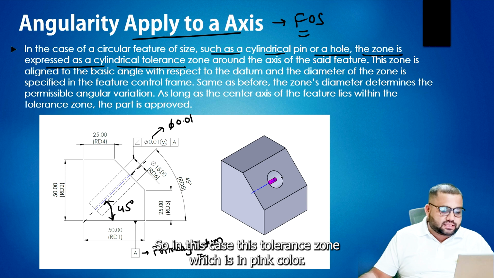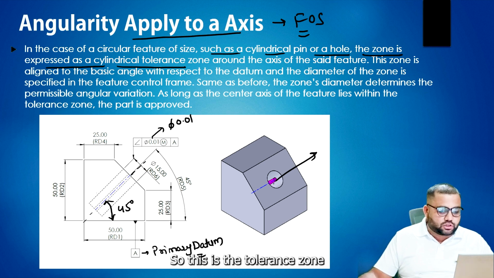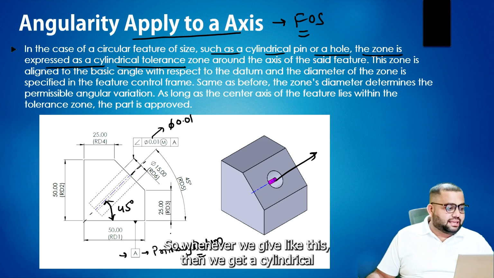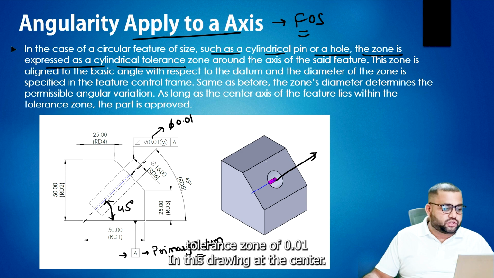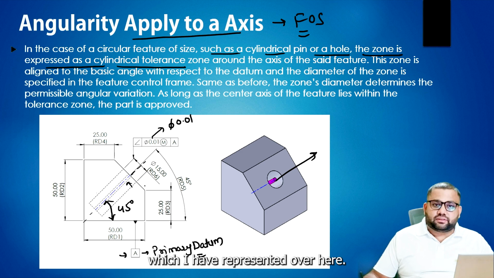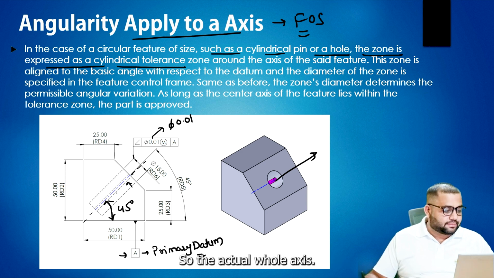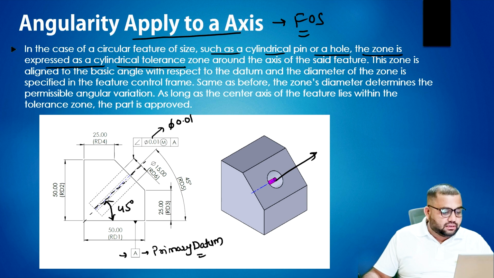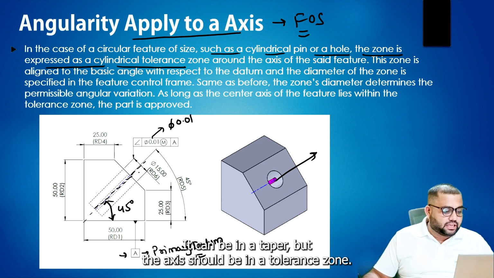So in this case, this tolerance zone, which is in pink color, is 0.01 mm, which has a reference of datum A. Okay, so whenever we give it like this, then we get a cylindrical tolerance zone of 0.01 mm in this drawing at the center. Okay, which I have represented over here. So the actual hole axis lies within this cylinder of 0.01 mm. Okay, so wherever the axis lies, it should be within the tolerance zone. Okay, it can be in a taper, but the axis should be in the tolerance zone.